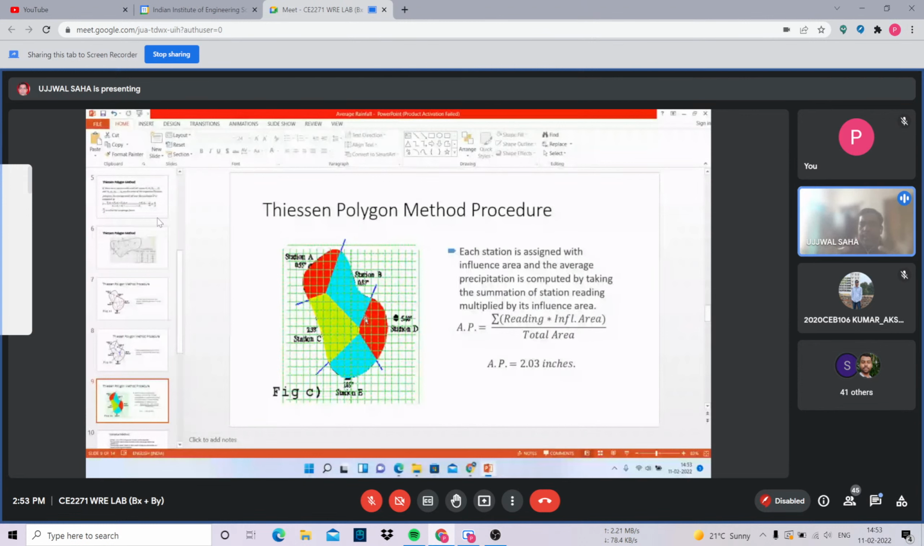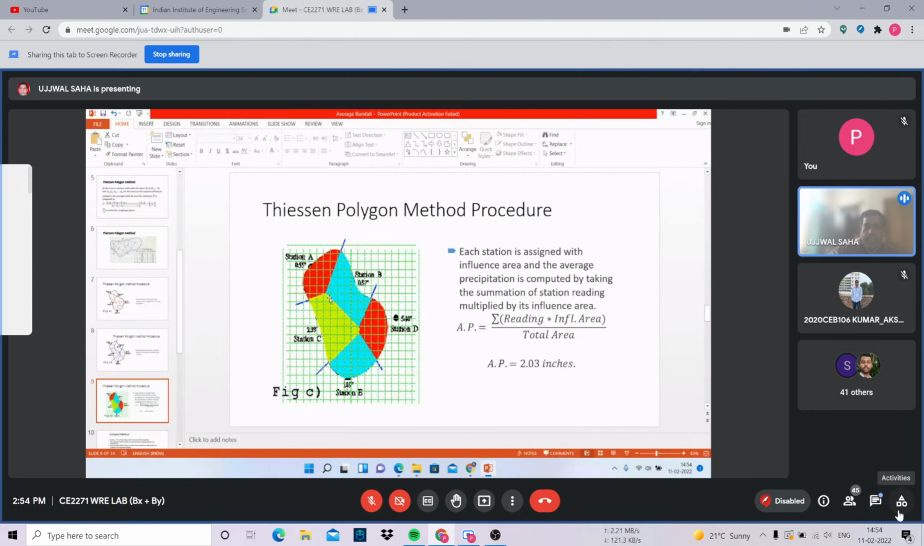It actually tells which area, or which point, is closest to this station compared to the other station. In this figure, this point is actually closest to station A rather than station B. If you draw a straight line distance from here to station A, and from here to station B, the distance to station A will be minimum.